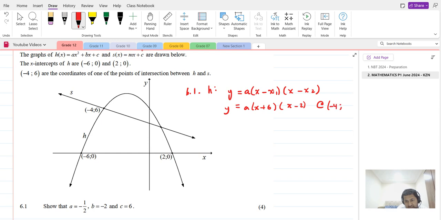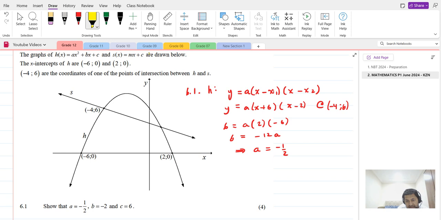Now the purpose of substituting another point, minus 4 and 6, is to find the value of a. So we got 6 equals a into minus 4 plus 6 is 2, and minus 4 minus 2 is minus 6. So we got 6 equals negative 12a. This implies a equals negative half.